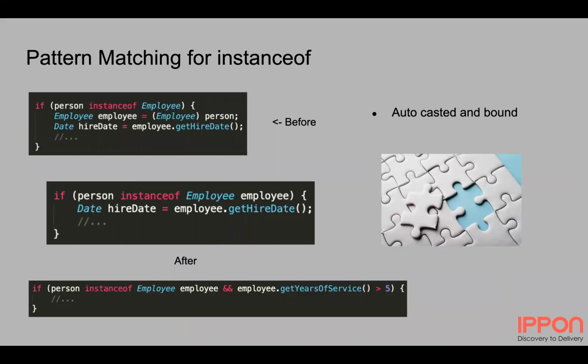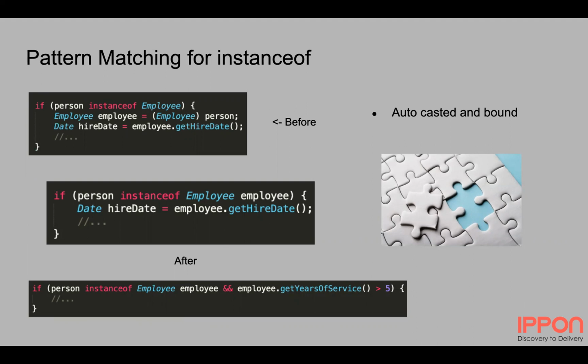Next one is pattern matching for instanceof. This is meant to remove boilerplate code that's needed when you need to use the instanceof keyword. Mainly the having to cast the variable that you're looking at. So you see the first example, that's the old way. You have to cast Employee, and then you're able to access the methods available to Employee.